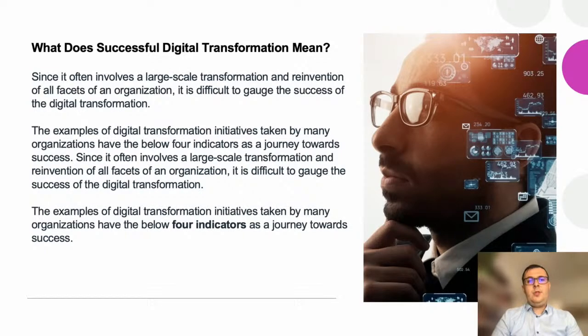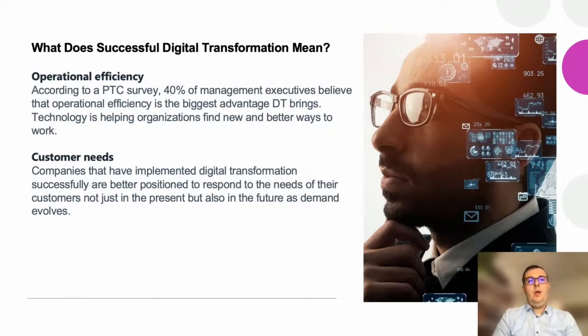So the examples of digital transformation initiatives taken by many organizations have the below 4 indicators as a journey towards success. Let's see which are these 4 indicators. First of all, we can talk about operational efficiency. This is one of the most important indicators that we have achieved complete and successful digital transformation.